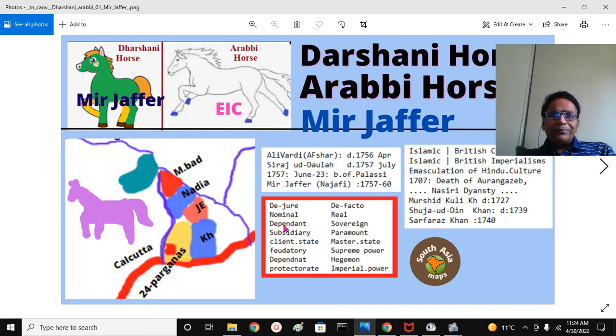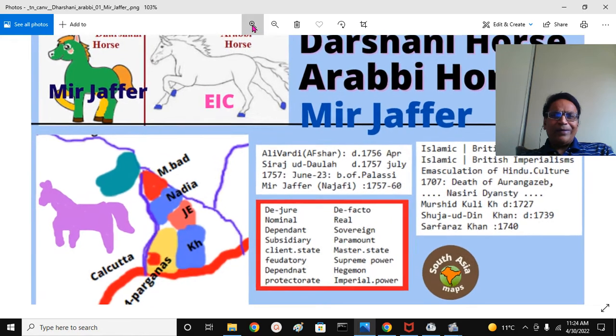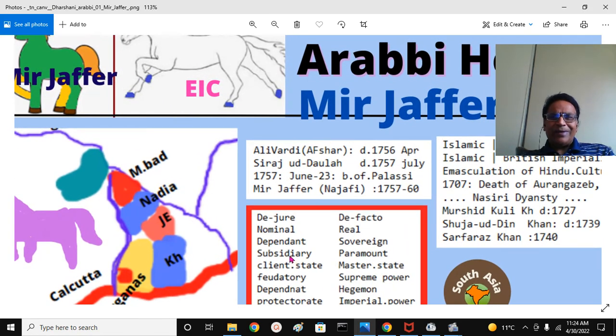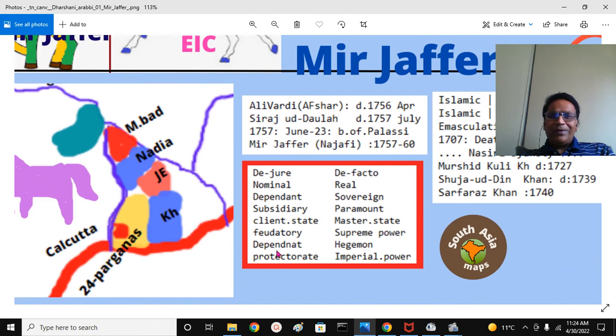Essentially, here I have mentioned a little more: Dharshani horse is like a de jure ruler compared to a de facto ruler, a nominal ruler or real ruler, a dependent ruler and a sovereign ruler, a subsidiary state or a paramount power, a client state, a master state, a feudatory state, a supreme power, a dependent state, a hegemon or dominant power, a protectorate state, a princely state, an imperial power, and so on.